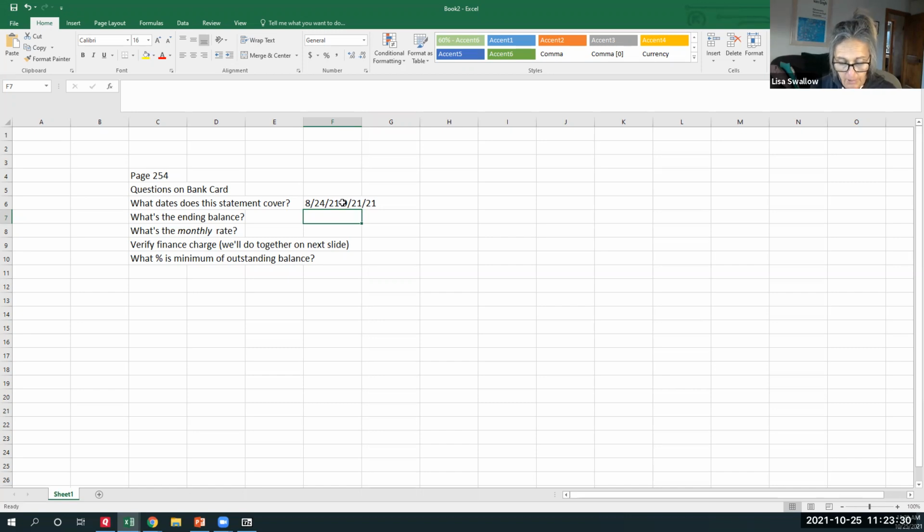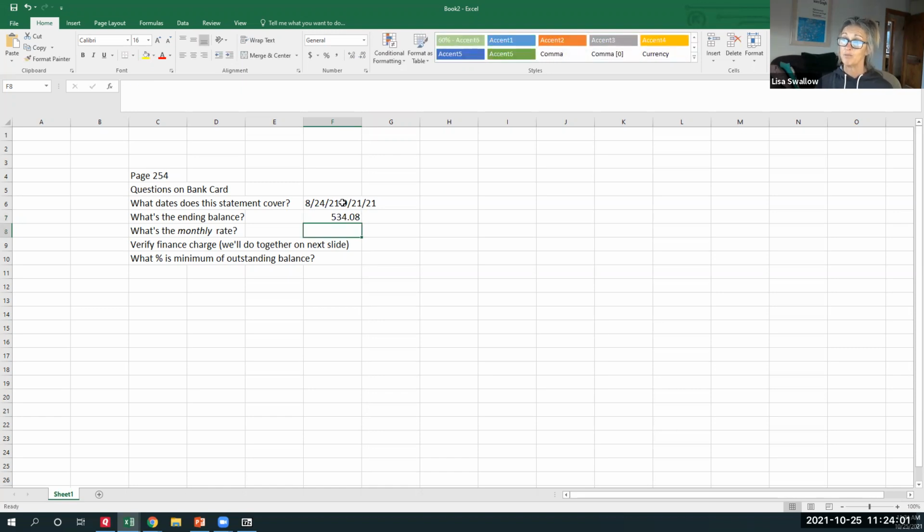Well, you can get that a couple different places. If you look on the top left, under account activity, it tells you what you owed at the end of last month, how much you paid, your new purchases, and your finance charge. And so the ending balance is $534.08. And you can also see that all the way on the bottom, kind of in the middle there, new balance, $534.08.